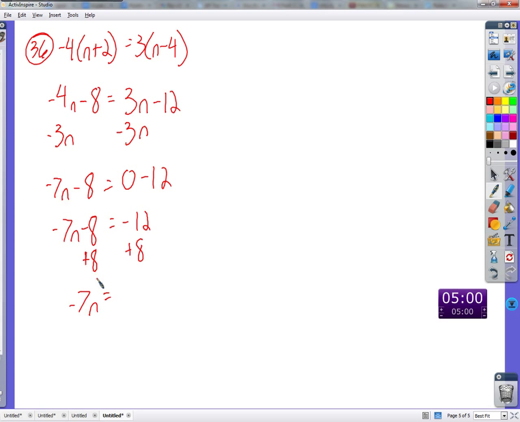So here we get nothing. We get -7n + 0, that's great. -12 + 8, -4, divide by -7, and n equals 4/7. Right. So at least time for two more.